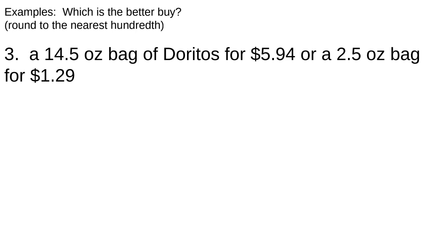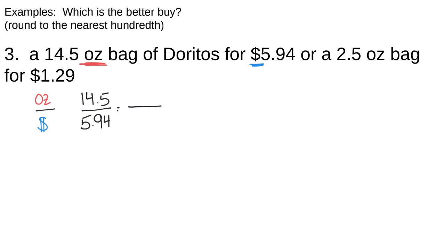So in order to find a unit rate, we need to know what two units we're talking about. And in this problem, we have ounces and we have money. So when we go to set this up, we know we're going to have ounces and money. For the first scenario, we've got 14.5 ounces, and that costs us in money $5.94.